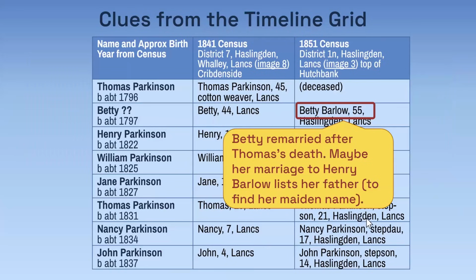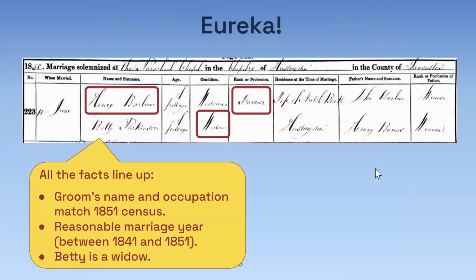Well, fortunately, in this case, we've got another marriage record we can look at. Sadly, Thomas died between '41 and '51, and Betty remarried during that time to a Henry Barlow. If we can find her marriage to Henry, we may be able to find her own maiden name. So, doing a quick search brought up just one matching marriage record. The groom's name and occupation match what shows in the '51 census. We've got Henry Barlow, he's a farmer. It's a reasonable marriage year. It takes place between '41 and '51, which is what we expected. And Betty is a widow.